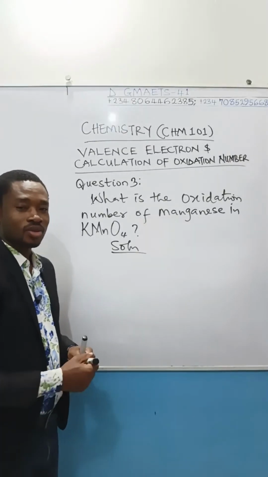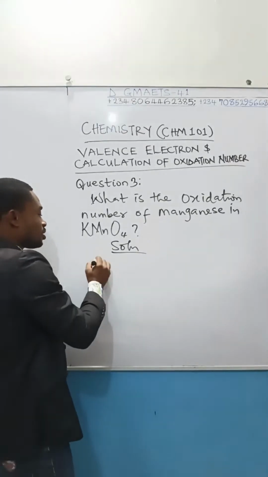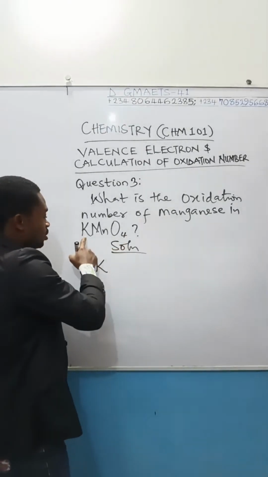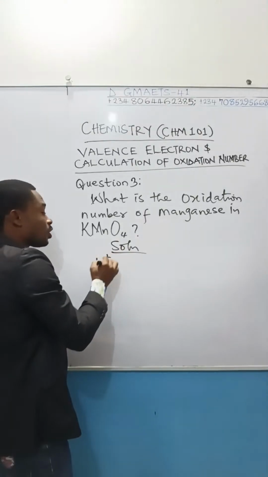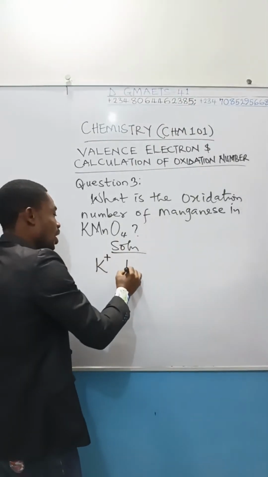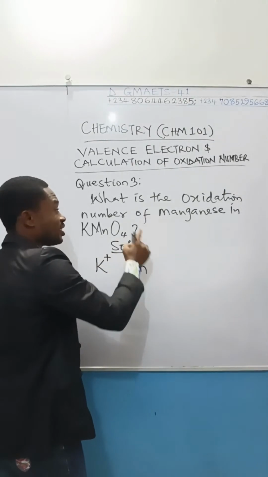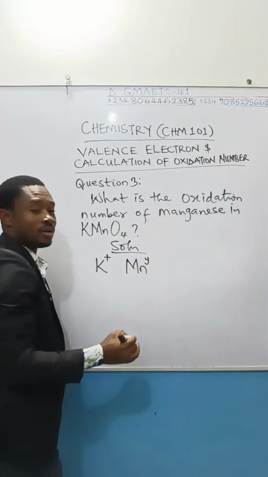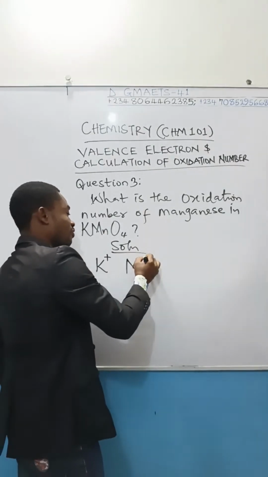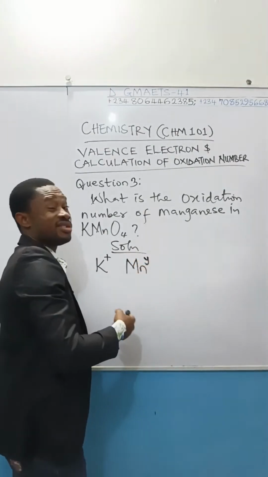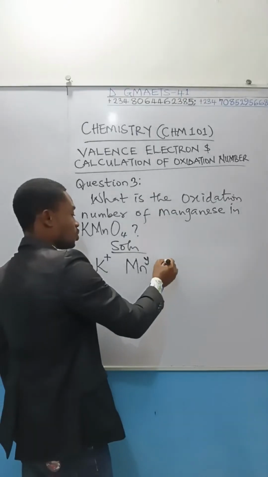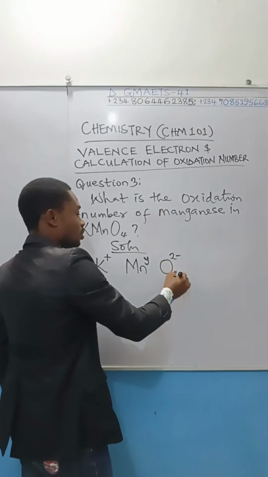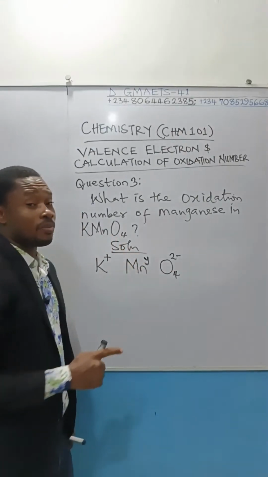Let's find out. Solution. Bring out the elements of this compound respecting their valencies. Potassium has a valency of +1. We are calculating the oxidation number of manganese in this compound. Therefore, let's use Y this time around. Let the oxidation number of manganese be Y. You can use X, you can use any other alphabet, the choice is yours. Then oxygen, the oxidation number is 2 minus. And the number of atoms of oxygen in this compound is what?